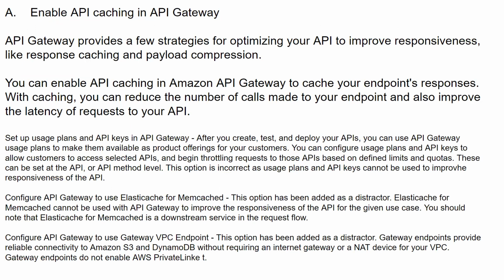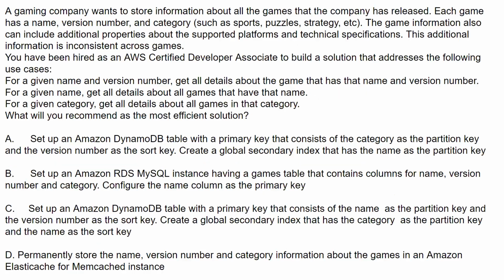A, enable API caching in API Gateway. API Gateway provides a few strategies for optimizing your API to improve responsiveness, like response caching and payload compression. You can enable API caching in API Gateway to cache your endpoint's responses. With caching, you can reduce the number of calls made to your endpoint and also improve the latency of requests to your API.